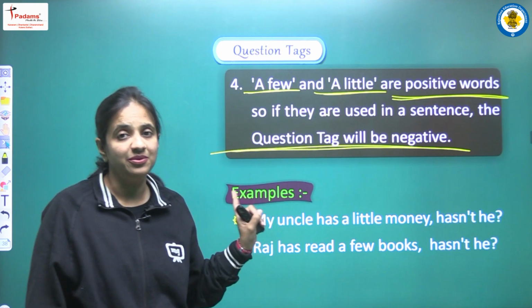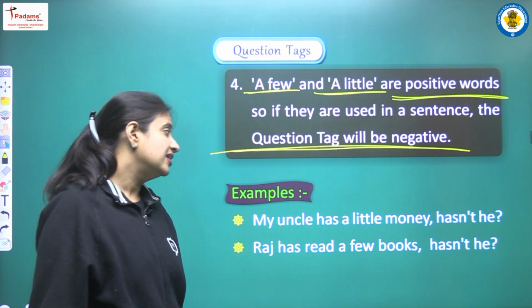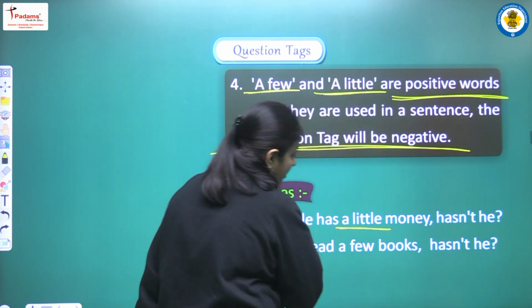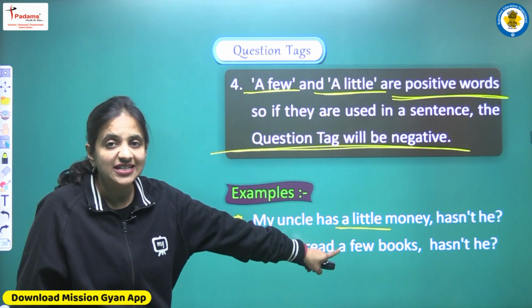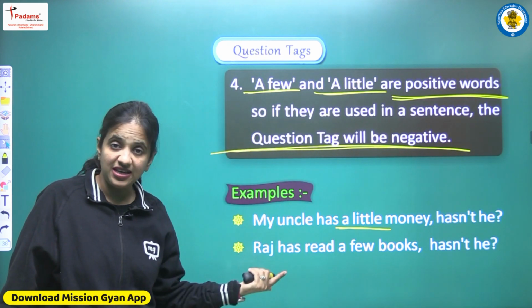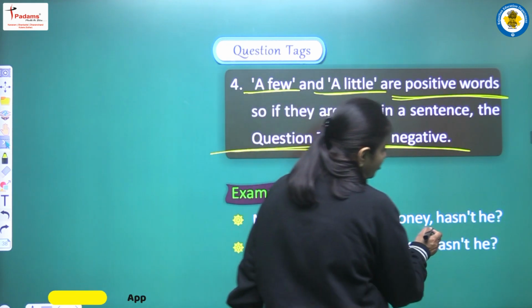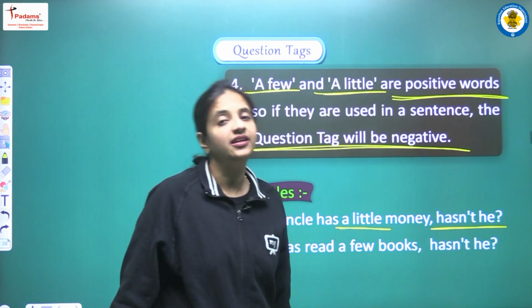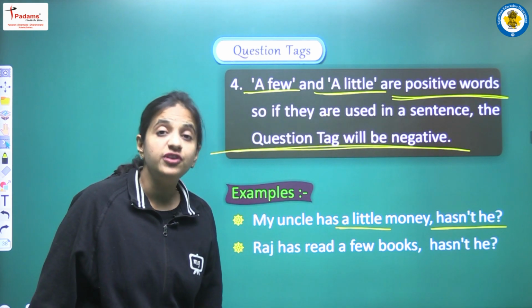So let's see the example to clear this thing. First example we are having here, my uncle has a little money. So here we are having a little. So because of that, we can say that we are having a positive sentence. So we have to make a negative question tag. So here our question tag is, hasn't he. Second example, Raj has read a few books.